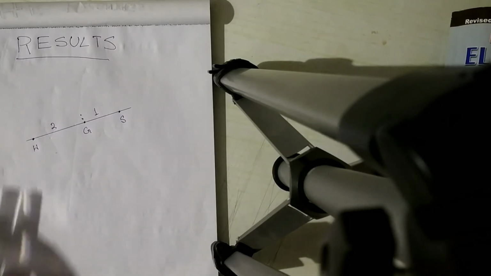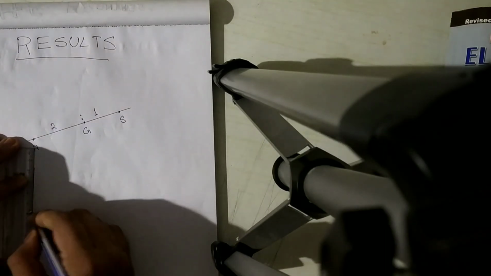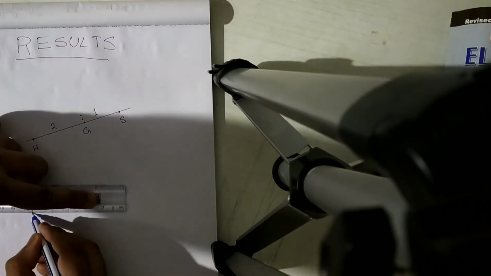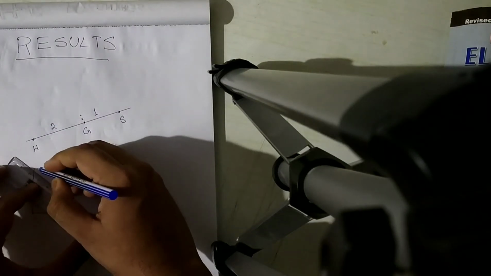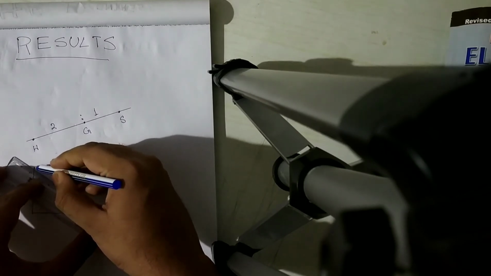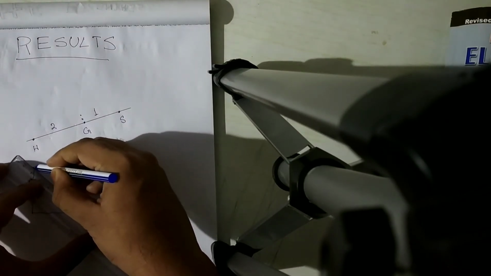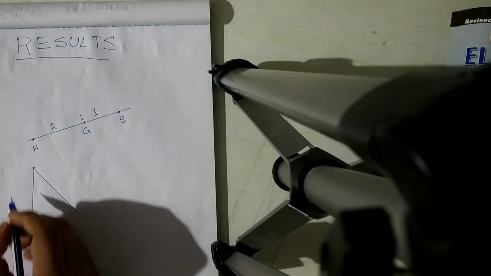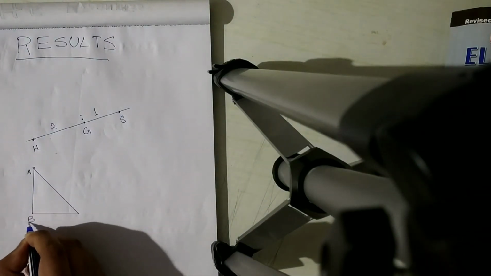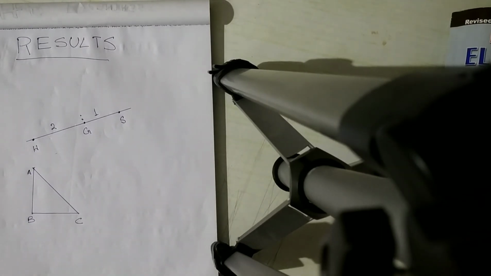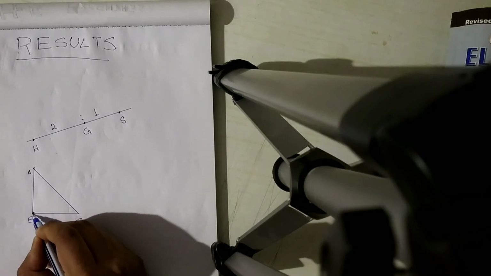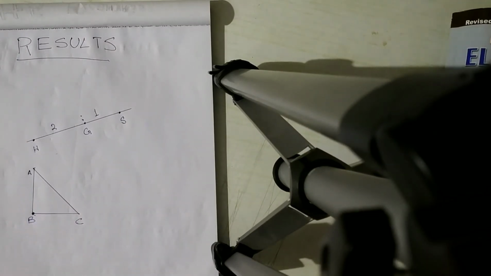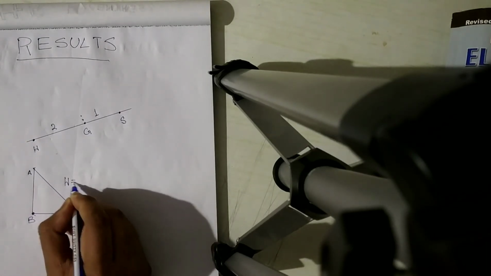For a right angled triangle, say this is a right angled triangle. Let's name it A, B, C. The orthocenter is the point B. You need to remember this because this is very useful for various cases. So H is equal to B.